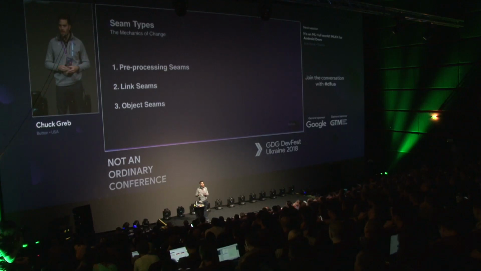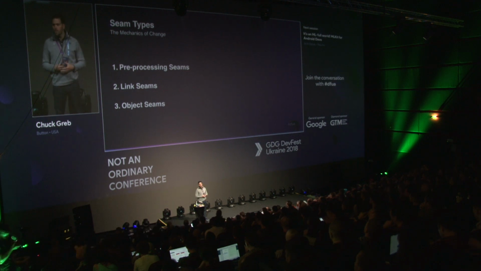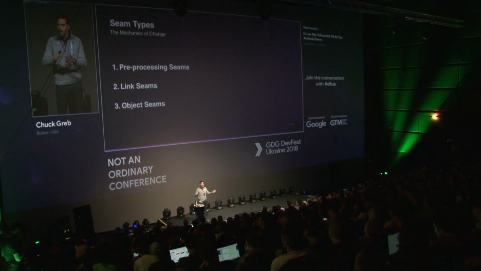Another option here is linking seams. This would be something like using a custom class loader or adding different dependencies on your class path in your test environment. Again, it's possible, but not always the most straightforward method. Whereas the third type of seam, an object seam, is one that I actually find really useful and the kind we're going to focus on today, which is finding the seams between the different classes, the different components inside your code, and how to separate those.